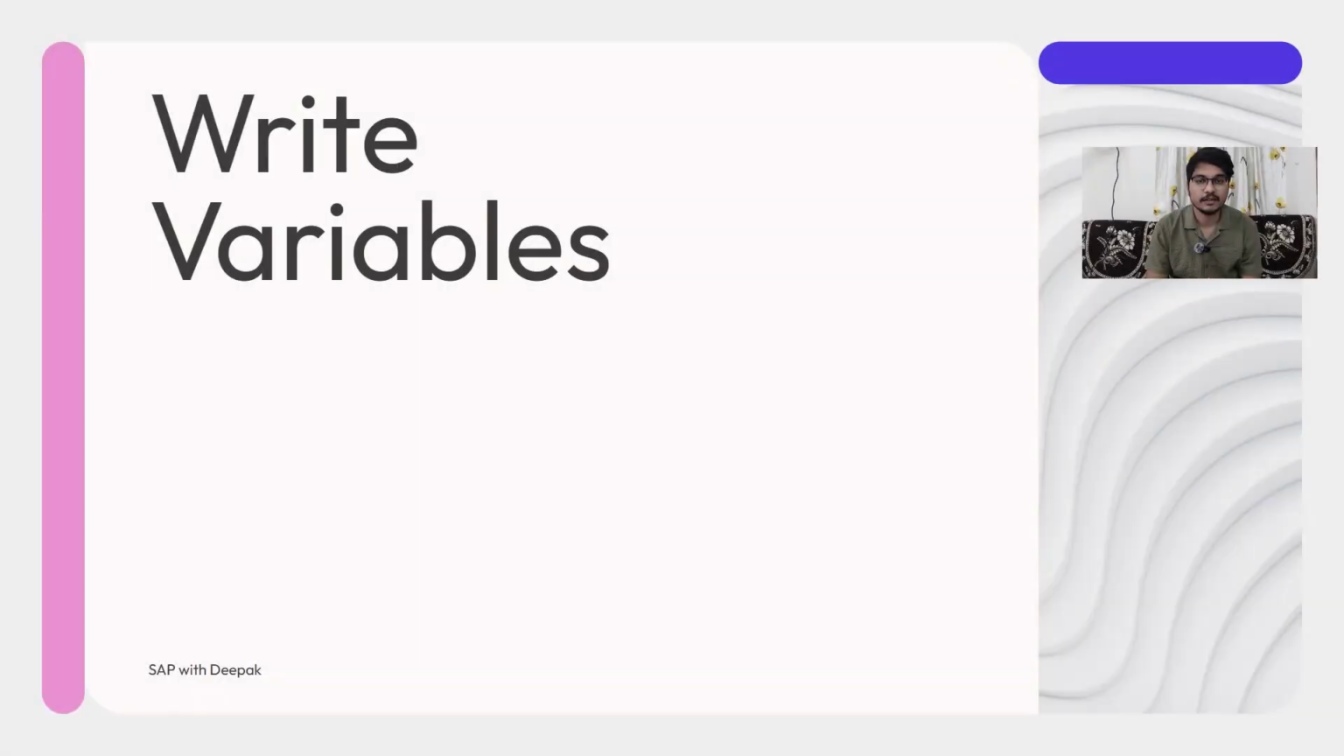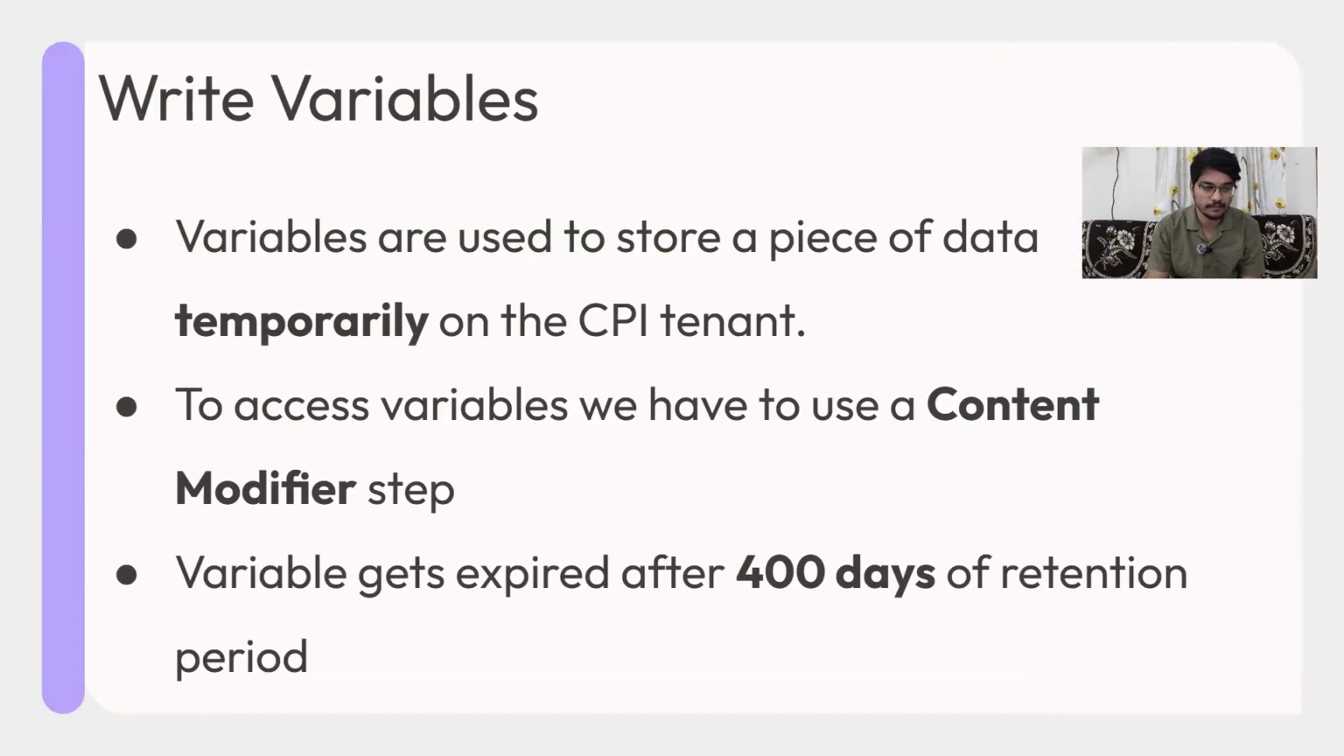Let's discuss write variables in this lesson. First, look at the definition. Variables are used to store a piece of data temporarily on the CPI tenant. This word is very important: temporarily.